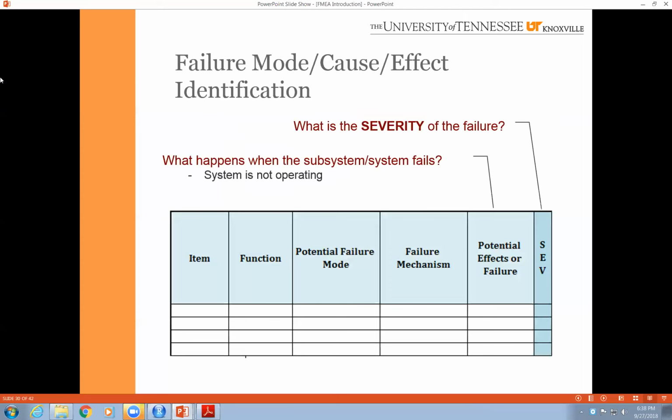And then what is the effect, right? So if failure X happened, the system maybe is not running at all, or maybe running at a higher temperature, or less noise, higher noise, something like that, okay? And then you start thinking about the severity. It's one of the three factors we talked about. So how severe is that failure?